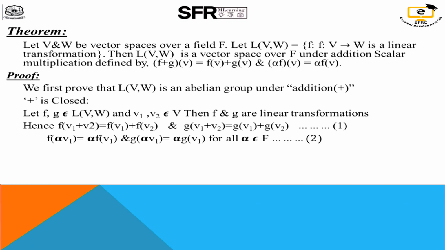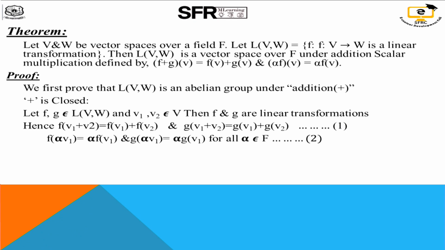Here first we prove that L of V, W is an abelian group under the operation plus. First we prove that addition is closed. As usual, we have to take two elements from the set L of V, W, and prove that the addition of two elements also belongs to the set L of V, W. We take two homomorphisms F and G. We prove that F plus G belongs to L of V, W. That means F plus G is also a linear transformation.